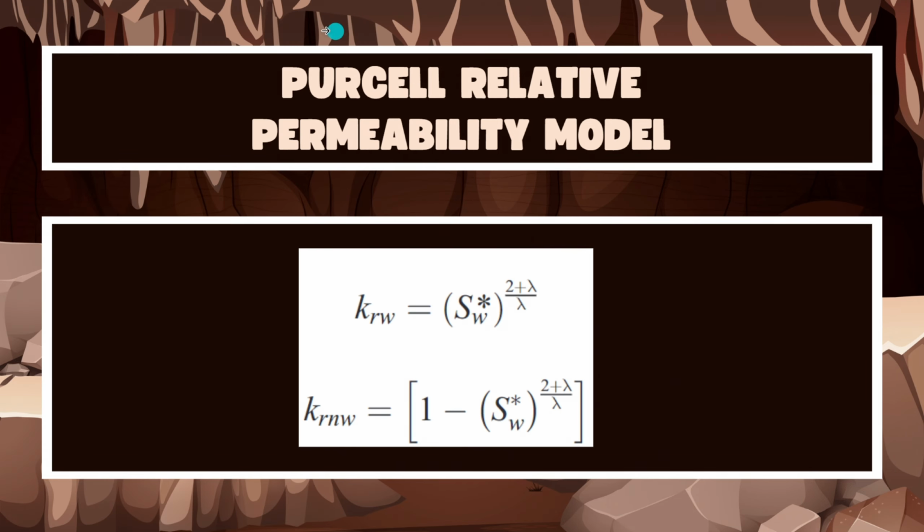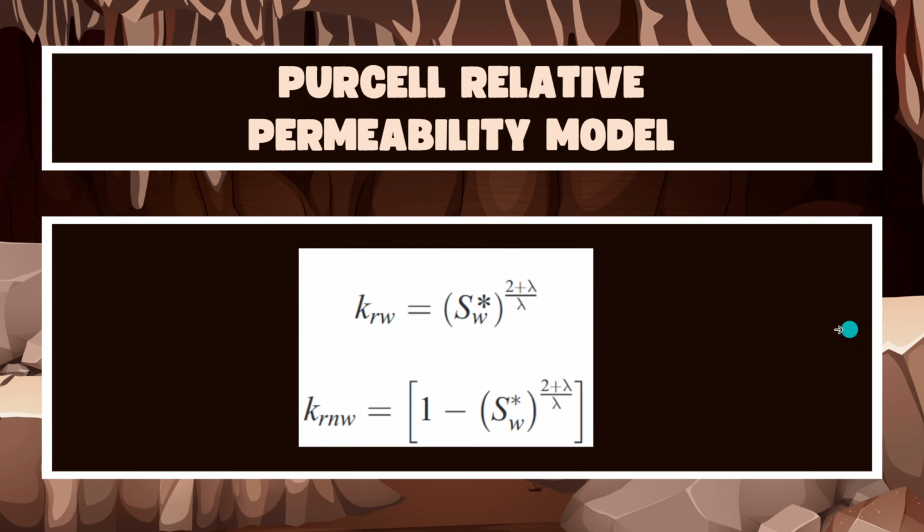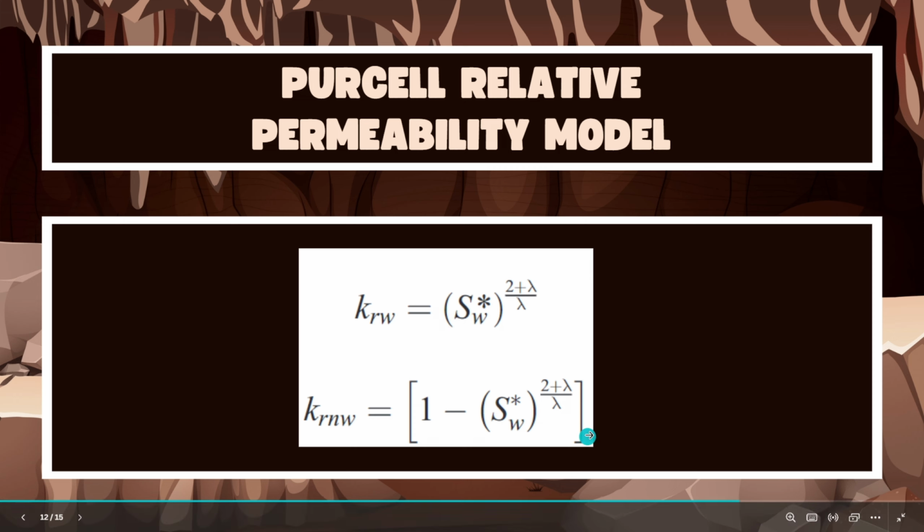And then we move on to the last method, which is the Purcell relative permeability model. It is almost similar to the Brooks-Corey, but we don't have to square it. For the wetting phase relative mobility, we use the normalized water saturation to the power of (2 plus lambda) over lambda. For the non-wetting phase, which is the gas saturation relative mobility, we use 1 minus the normalized water saturation to the power of (2 plus lambda) over lambda.